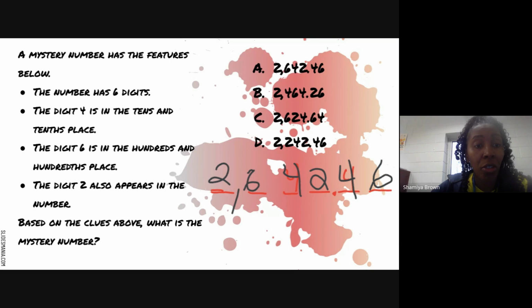Then it says the digit 2 also appears in the number. So that means anything that I didn't have is going to be a 2. So that was a 2 here and a 2 here. So my answer should be 2,642 and 4,600. So 2,642 and 4,600. So my answer would be A. Okay. Next one. Go ahead and erase. Clear all.